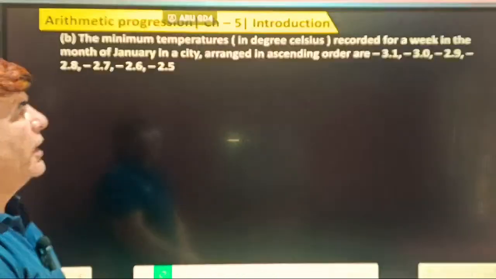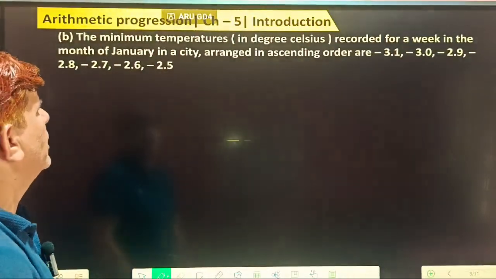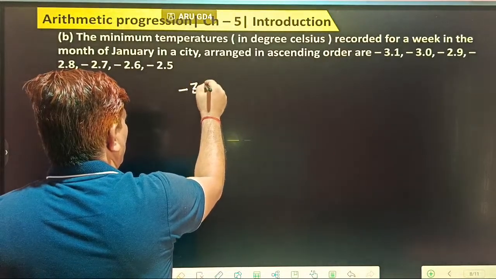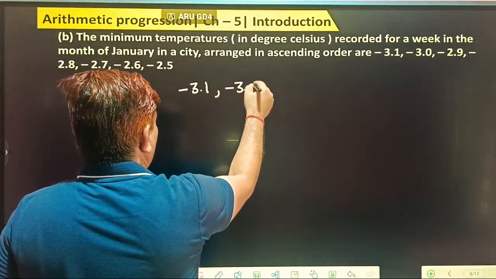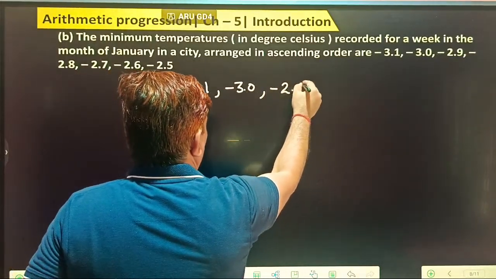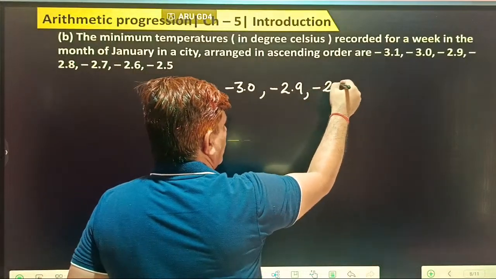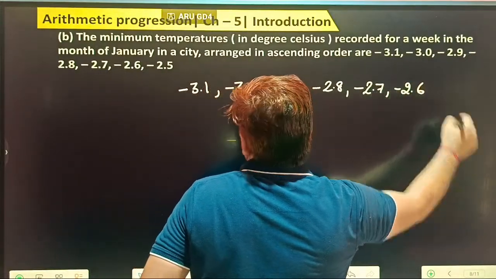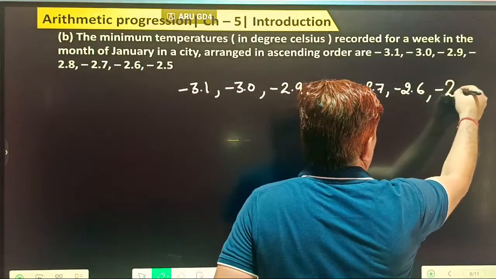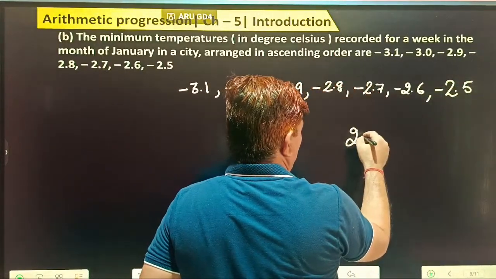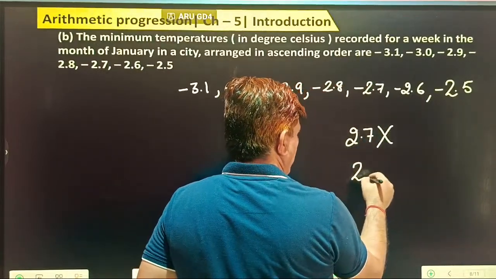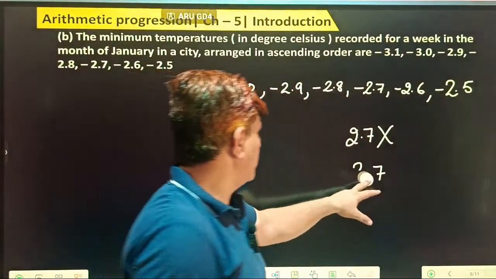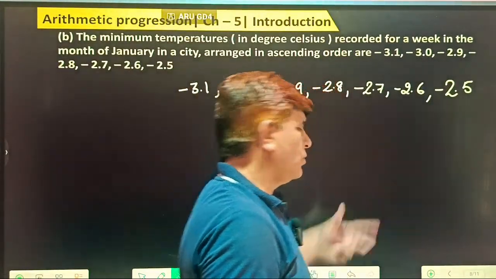The minimum temperature in degrees Celsius recorded for a week in the month of January in a city, arranged in ascending order: minus 3.1, minus 3.0, minus 2.9, minus 2.8, minus 2.7, minus 2.6 and minus 2.5. One thing I want to tell: writing it the other way is wrong. Always keep in mind the order, minus 2.7 coming here. It's very important. Understood?